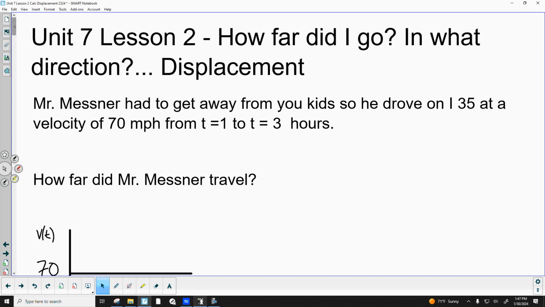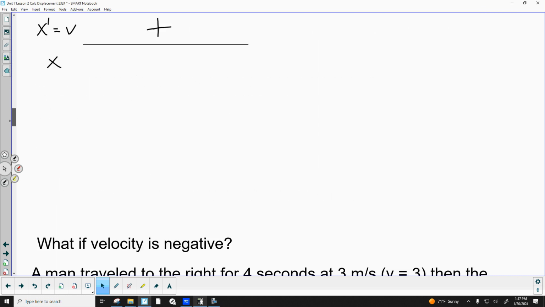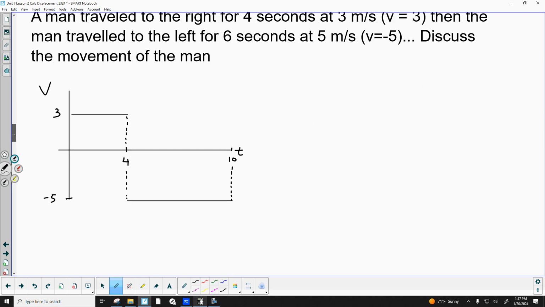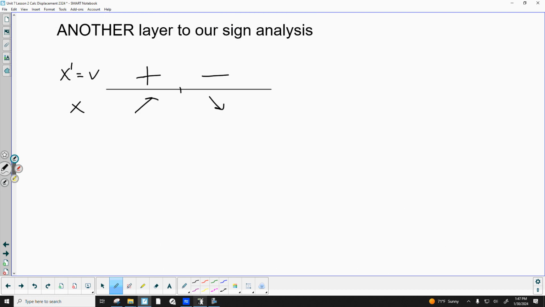We've been doing our sign analysis since the first semester, where we know about a derivative, we know whether something's increasing or decreasing. But we haven't talked about how much. How much are we going up? How much are we going down?